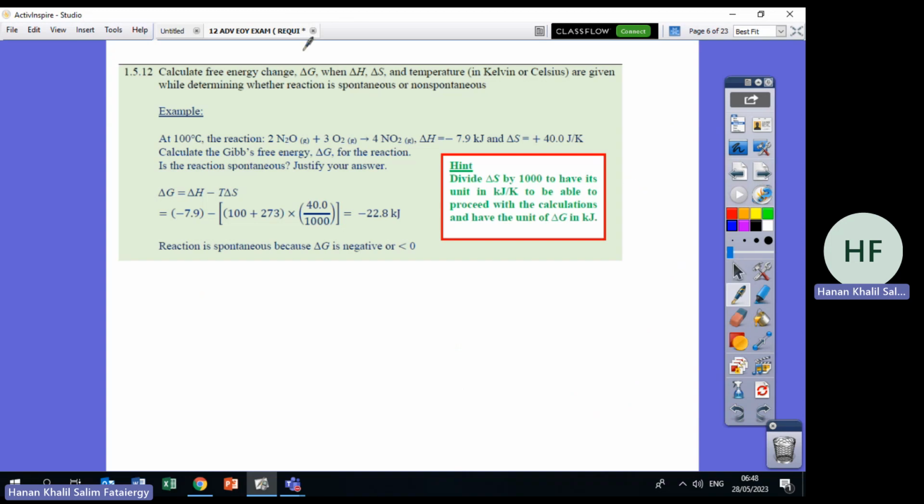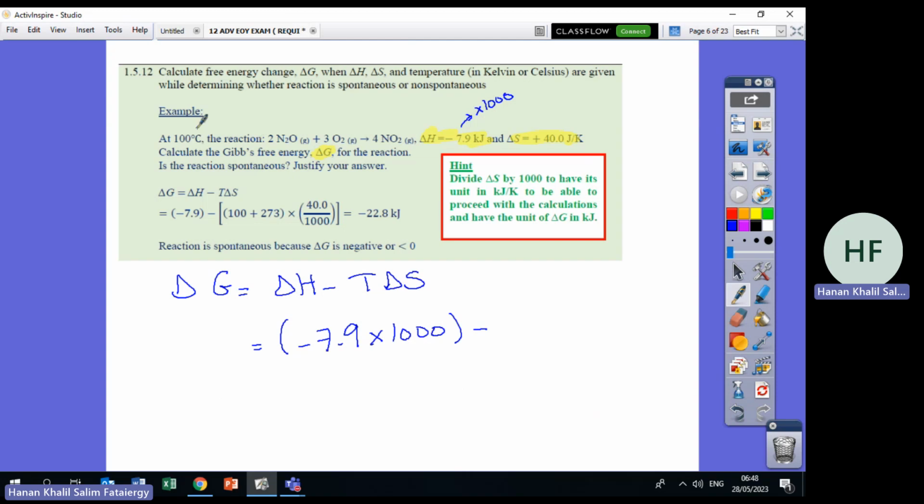Now let's do this question. Calculate the free energy. You have this reaction. He gave you delta H, and he gave you delta S, and the question is calculate delta G. So the rule says delta G equals delta H minus T delta S. Pay attention, delta H is given in kilojoules, delta S is in joules. We cannot use joules and kilojoules at the same time. So this one we multiply by 1000. So delta H will be minus 7.9 times 1000.